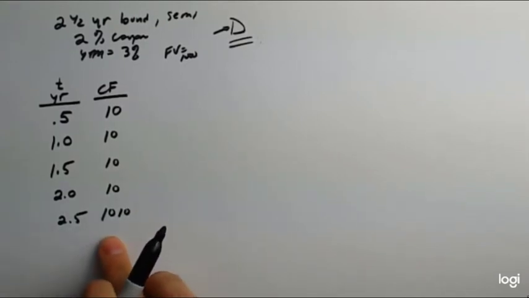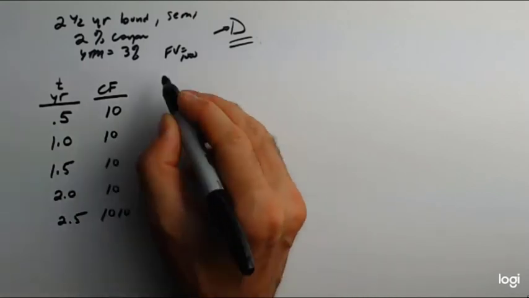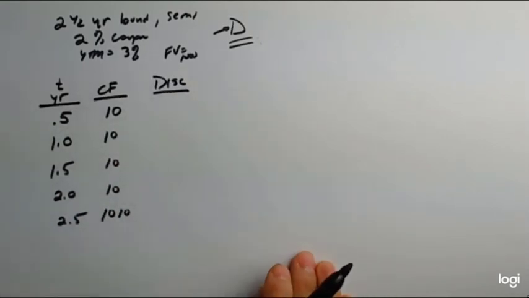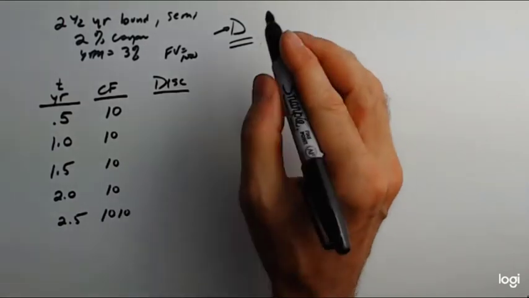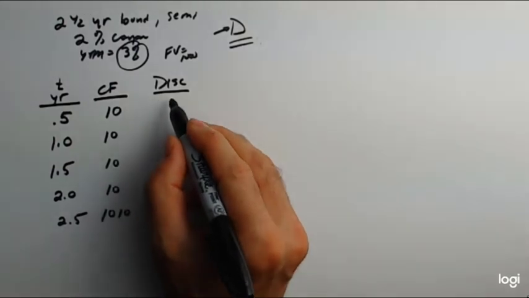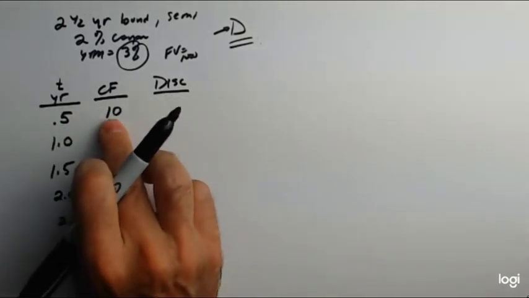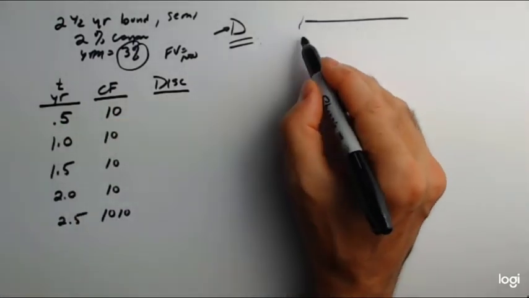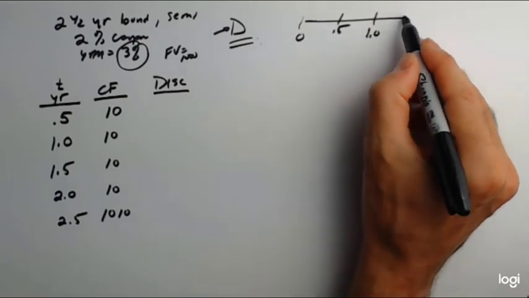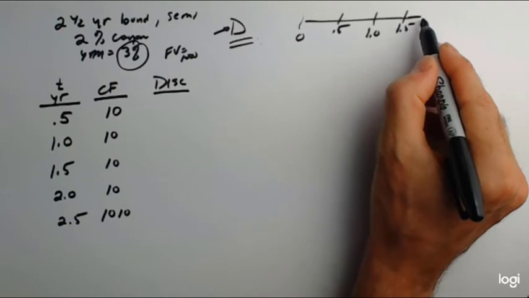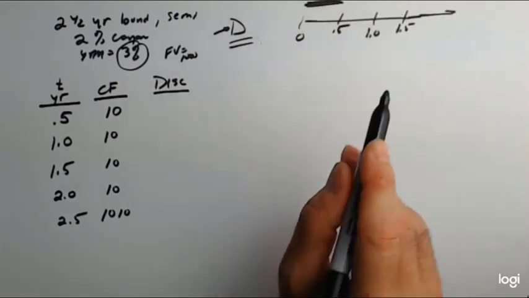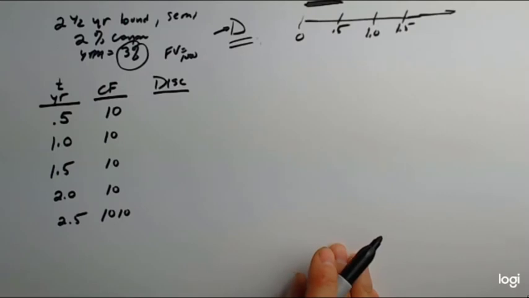Now what we need is a discount rate, because we're going to discount some cash flows. And the discount rate is going to be based off of this yield to maturity. So what we want is a discount rate for the first half a year. Think of it, 0.5, 1.0, 1.5, and so on. What is the discount rate associated with that half a year?